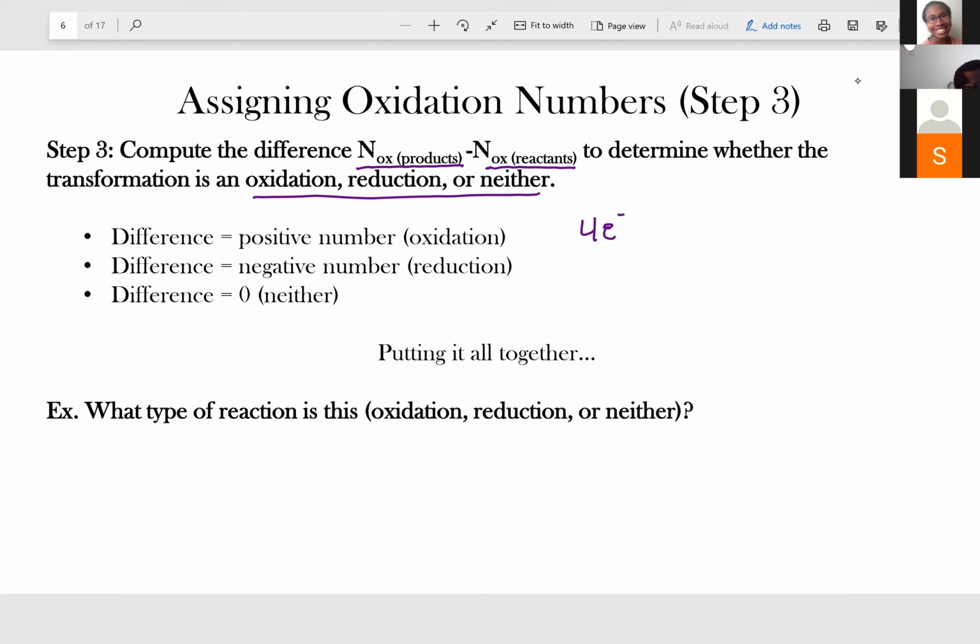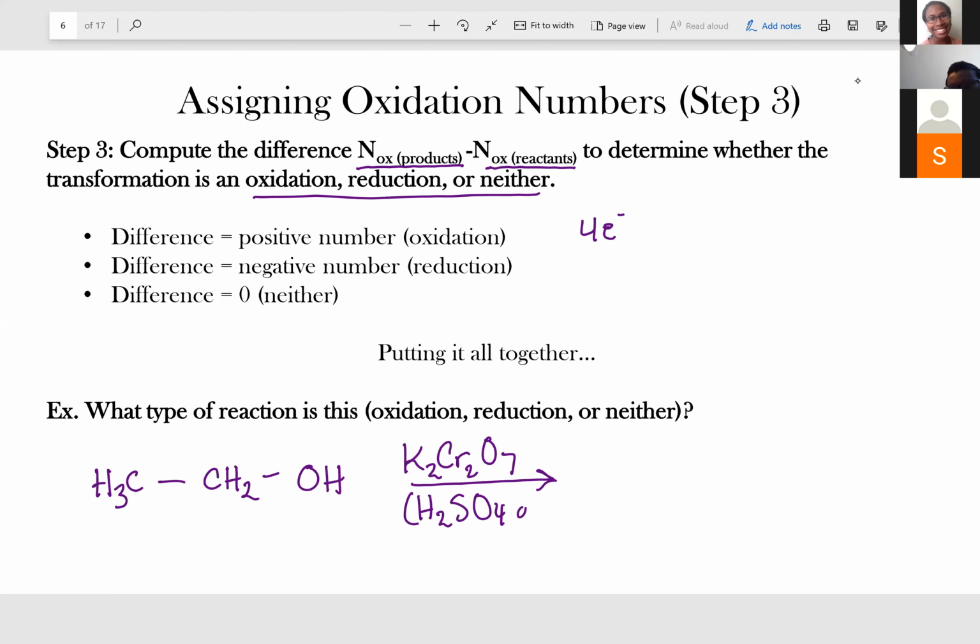So let's put all of that together. Let's say we had ethanol, H3C, CH2OH. And let's say we treat it with a chromium 6 compound. Don't worry too much about the chromium just yet. H2SO4, aqueous. And what we're going to get is acetic acid, H3C, C, double bond oxygen, and a carboxylic group on the end. So now I want you guys to take just a minute and tell me what type of reaction this is. Is this an oxidation, a reduction, or neither?